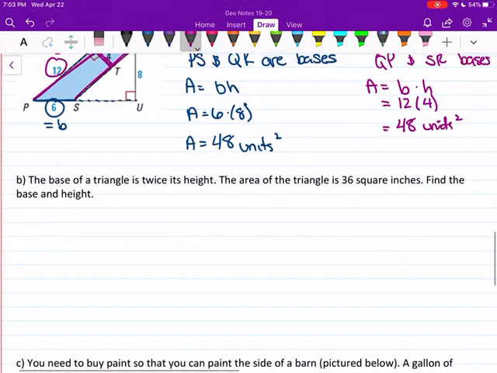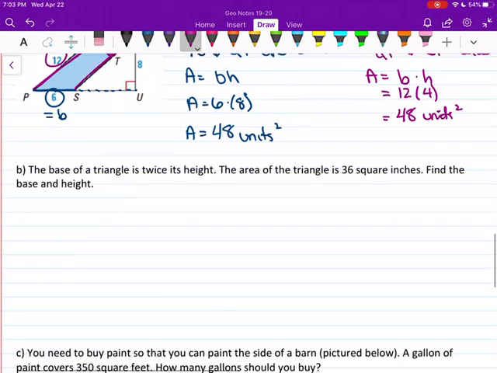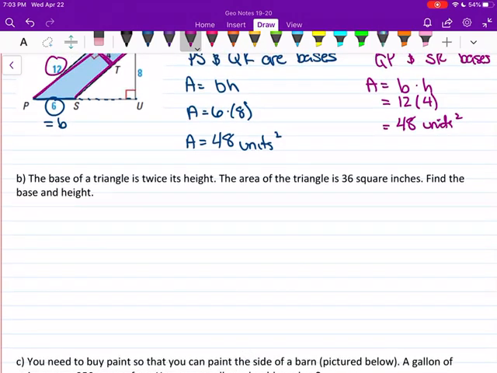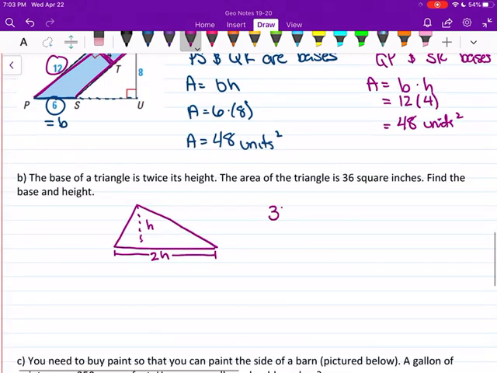Our next example is the base of a triangle is twice its height. It doesn't say find the area of the triangle. It says the area of the triangle is 36 square inches. Find the base and the height. Okay, so let's set this one up. So if I have a triangle, oh, my other dog's barking now, and I know that the base of the triangle is twice the height. So we'll call this H, and we'll call this 2 times H. It goes from here all the way to here. Okay, and so I know that 36 equals 1/2 base times height, because my area is 36.